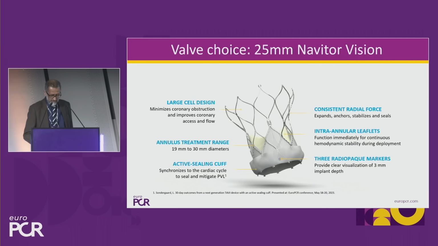Okay, so we're going to use a 25 Navitor, and she's young, and as Simon says, coronary access is going to be important for the future because despite her left hand, she's actually a survivor, and I think she will survive, who knows, but probably to 90. And so if she survives to 90, we are going to be thinking about coronary disease in the future and also revalving. So intra-annular leaflets, big cells, active sealing. And I want to highlight the very clear markers because that will allow us to judge the height, if not the alignment, at least the height of the valve that we're putting in.